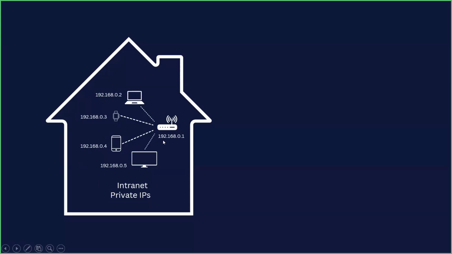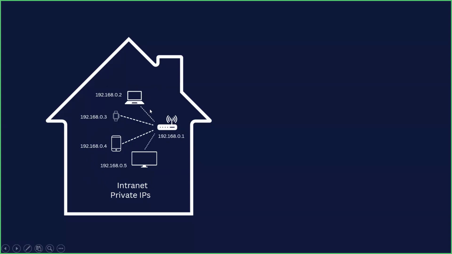Something like 192.168.0.1. This is 0.2, this is 0.3, this is 0.4, and 0.5. When they want to communicate with each other, they can address each other or talk to each other with these private IPs. Private IPs are the IPs used in a local intranet to communicate with each other.